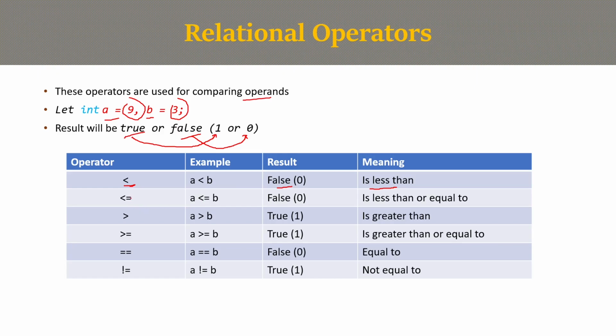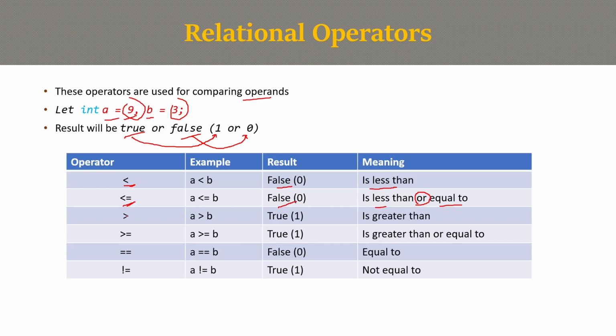Similarly, we have less than equals to here. This symbol is less than or equals to. So here the or is important, you will see why. Here a less than equals to b. Is 9 less than b? No, it is not. Is 9 equals to 3? No, it is not. Since both of these statements are false, we will get the result false.